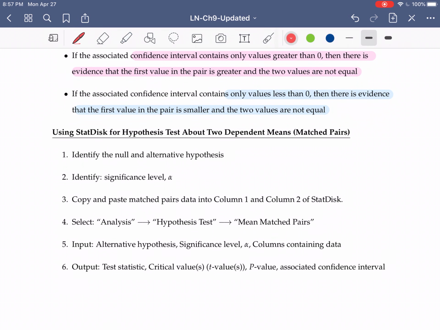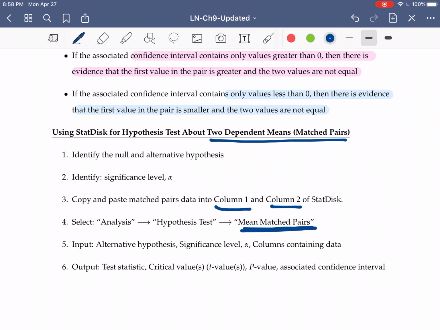In StatDisk, we are going to use data on this, and so we will choose the two dependent means, two matched pairs. So mean matched pairs is the specific function that we call on there. We want to put our matched pairs in columns 1 and 2. You want to make sure that those pairs are matched appropriately.